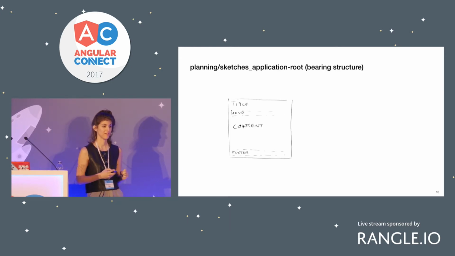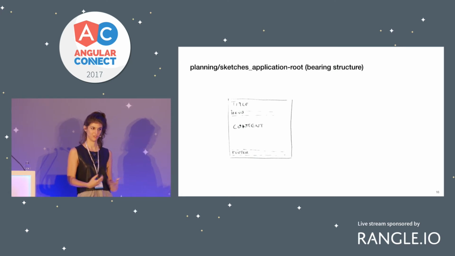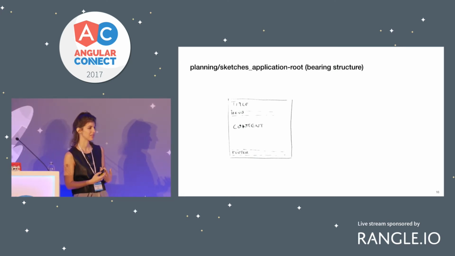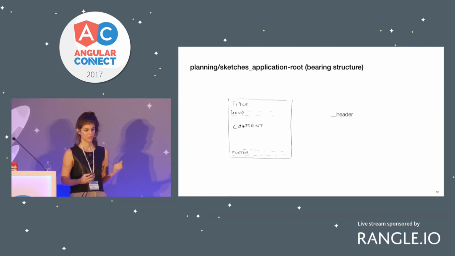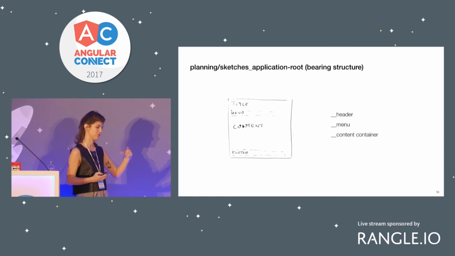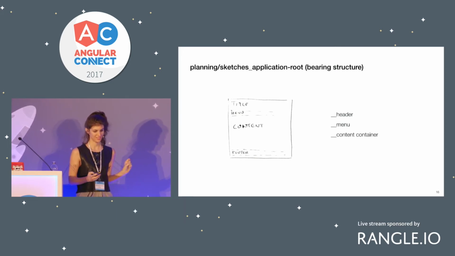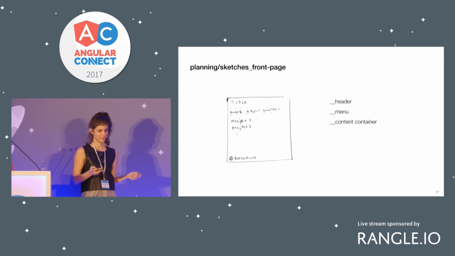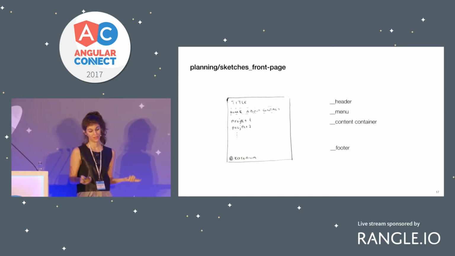Then I would have the application root, the bearing structure, which would have some components that would be the same throughout the whole application, which would be the header, the menu, the content container, which is going to contain all the pages inside it, and the footer. Then I have the front page, which has the header, the menu, the content container, and the footer. And inside the content container, I would have a list of projects.